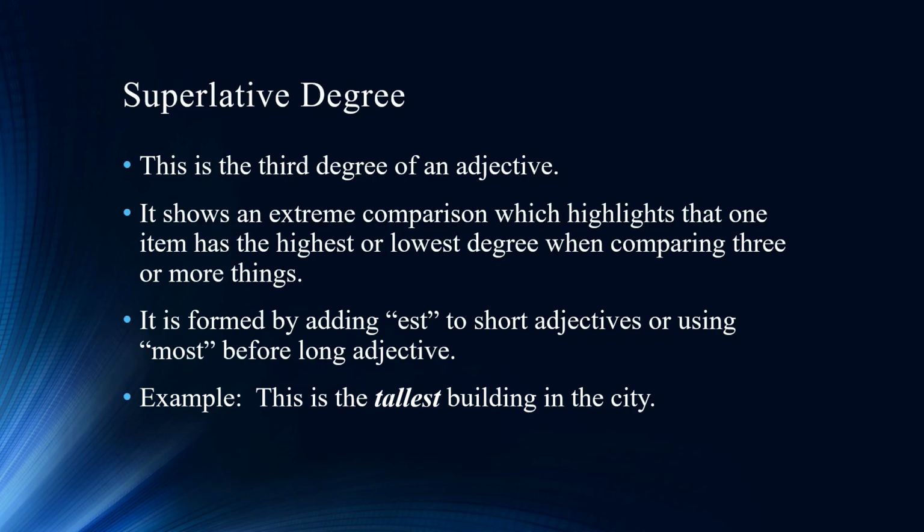Example, this is the tallest building in the city, and she is the most creative person in our group. Here, in tallest building, tall is a short adjective and we added est with tall and it became a superlative degree. In the second example you can see, creative is a long adjective and we added most to make it superlative degree.